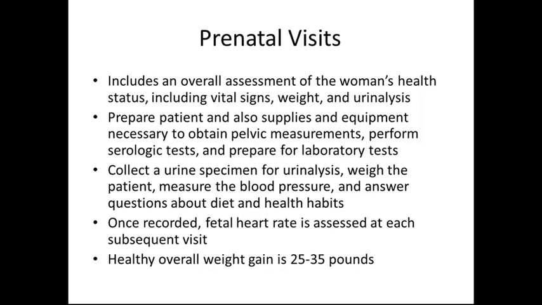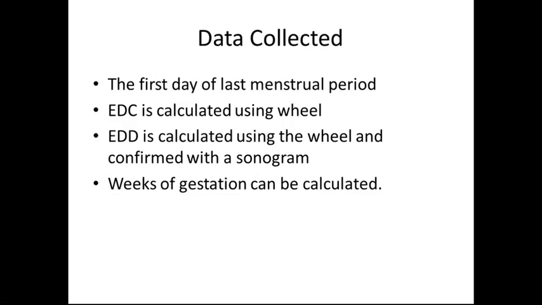Once recorded, fetal heart rate is assessed at each subsequent visit. Healthy overall weight gain for mom is about 25 to 35 pounds. Data collected: at the first visit, we will ask what the first day of the last menstrual period was. The expected date of conception is then calculated using the wheel. The expected date of delivery is calculated using the wheel and then confirmed with a sonogram.